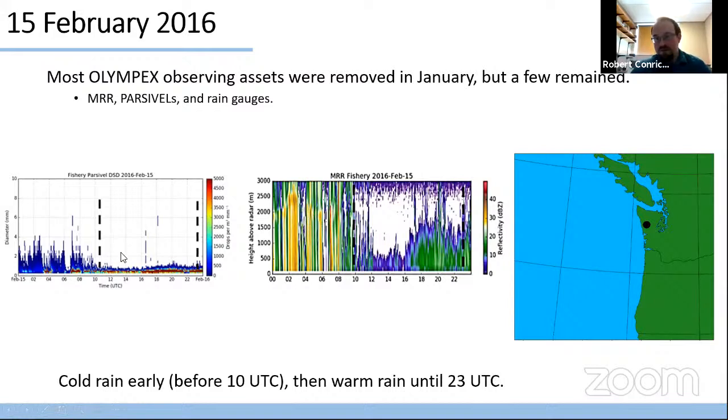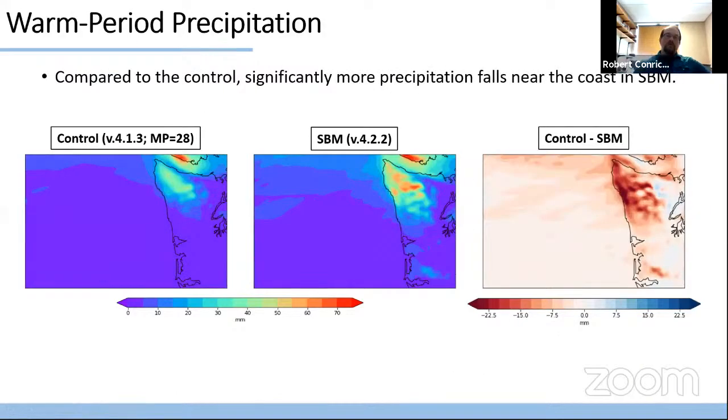Now after 10 UTC, it switched completely to warm rain. And so here on the left side, we see lots of small droplets being measured by our disdrometers. And then here on the right, we have very shallow radar returns from this MRR. So let's focus on that warm rain period.